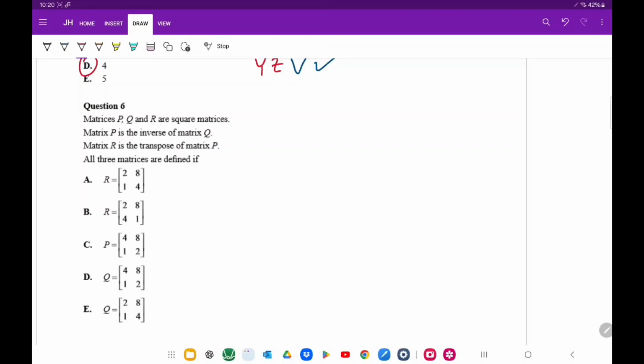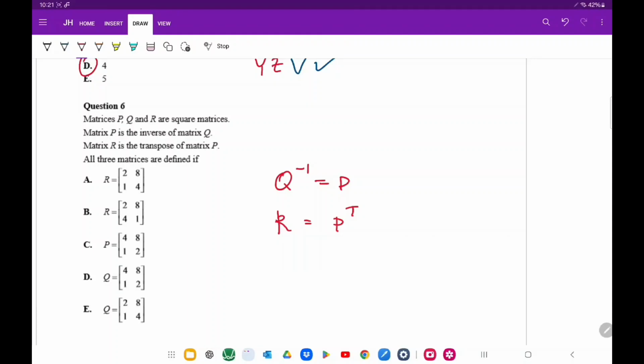Alright, next one, question 6. It said matrix P, Q, and R are square matrices. Inverse of matrix of Q. So inverse of Q is equal to P. Matrix R is the transpose of matrix P.